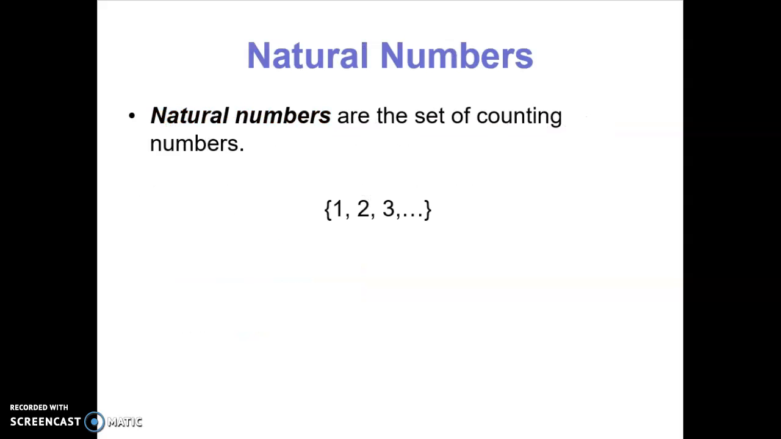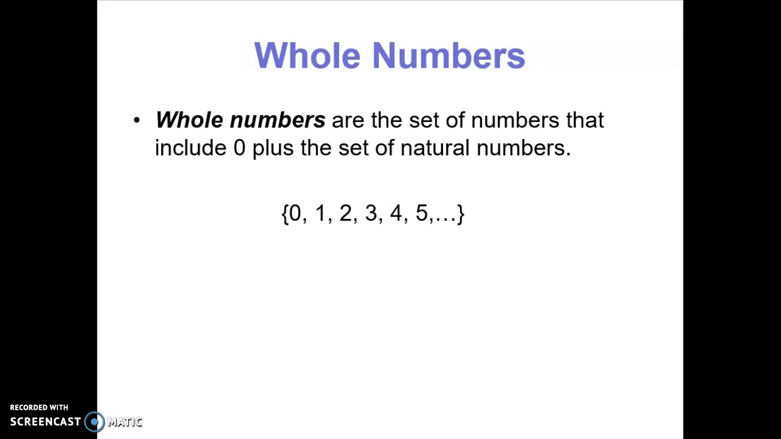Now, what are natural numbers? Well, natural numbers are the numbers that we use to count. Natural numbers are the set of counting numbers. In other words, when we begin to count, we say 1, 2, 3, 4, 5, and so on. Those are our natural numbers. Again, the natural numbers are simply the numbers that we use to count.